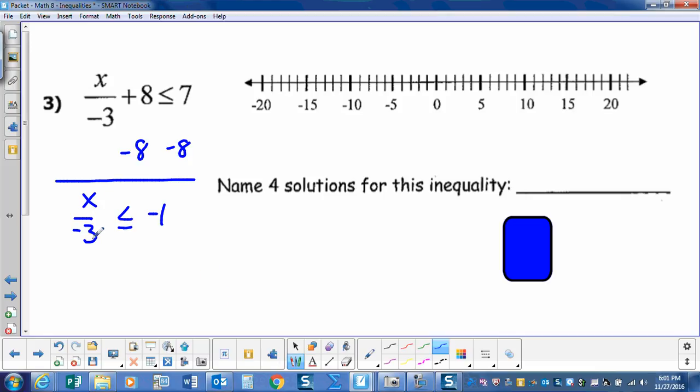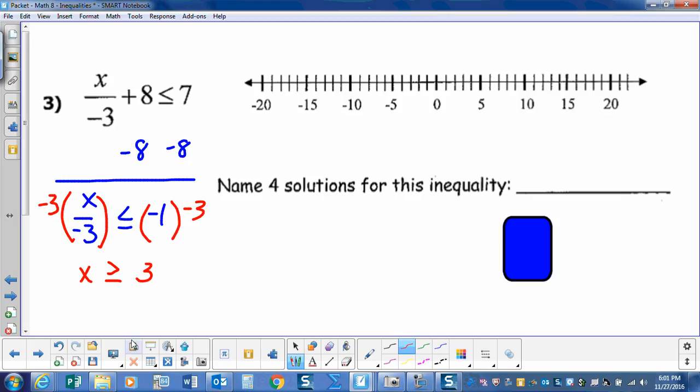So I'm going to get rid of the denominator by multiplying each side by the denominator. So I'm going to multiply this side by negative 3 and this side by negative 3. So when I multiply this side by negative 3, it just leaves me x. And here I get a positive 3. Now before I write my sign, I'm going to say to myself, did I multiply or divide by a negative number? And I did. I multiplied each side by negative 3. So I need to flip my sign.